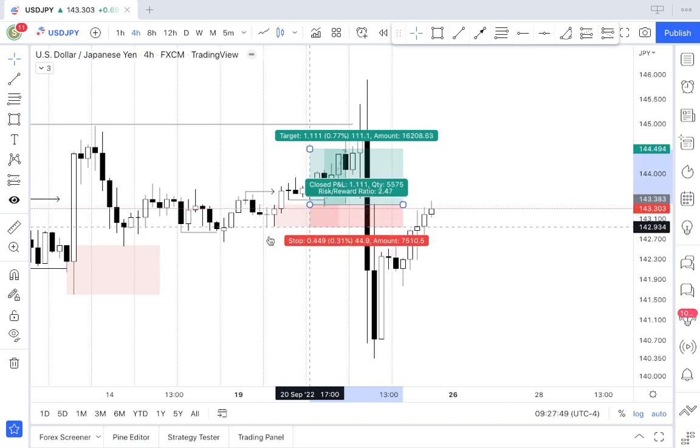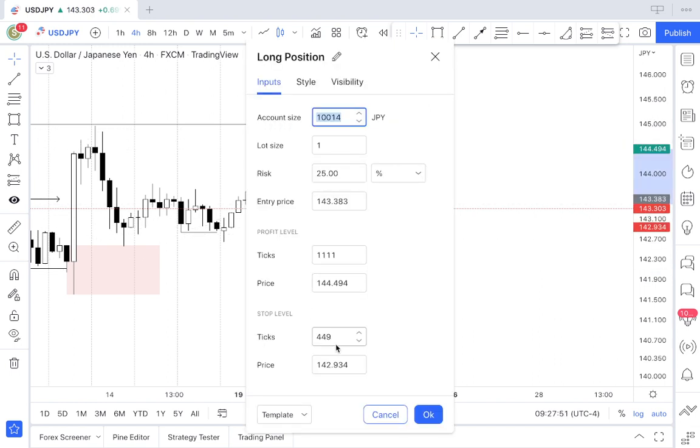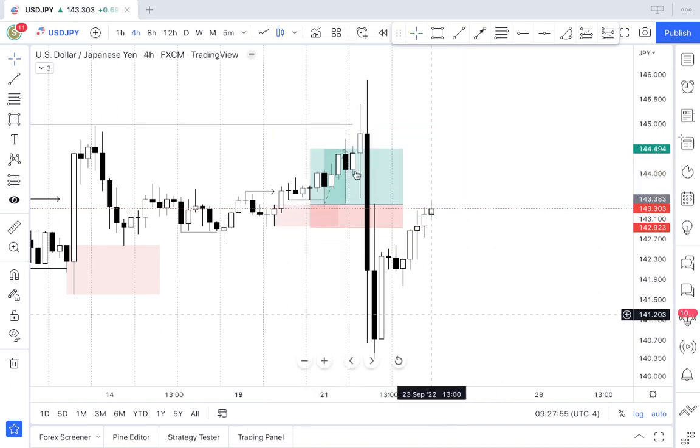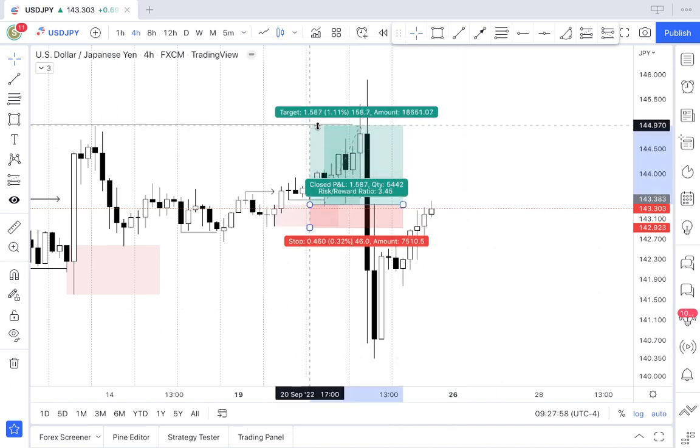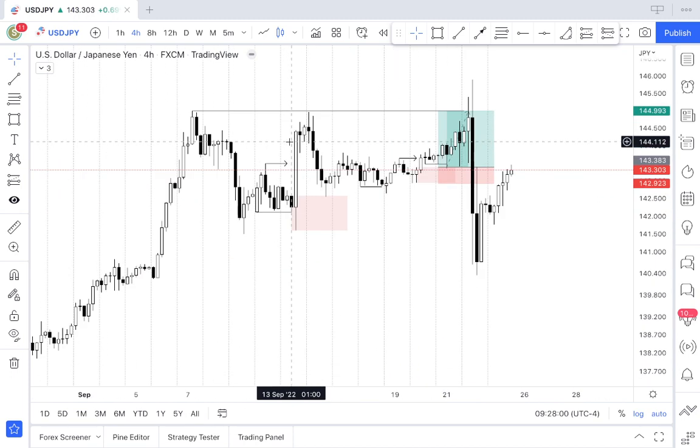Stop loss was below this low, adjusted for spreads. I think I had maybe a 45 to 46 pip stop loss, maybe, I don't know. And I just targeted these highs here, like a 3.5. And that was my trade.